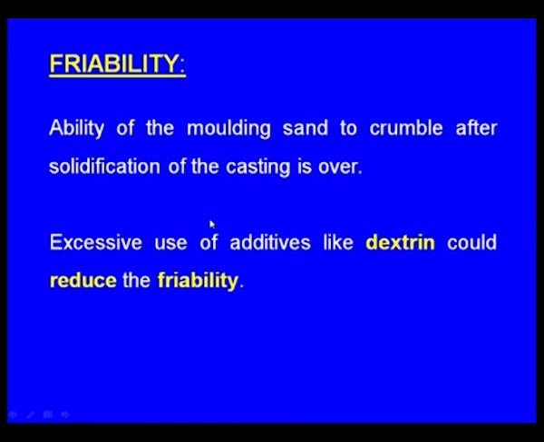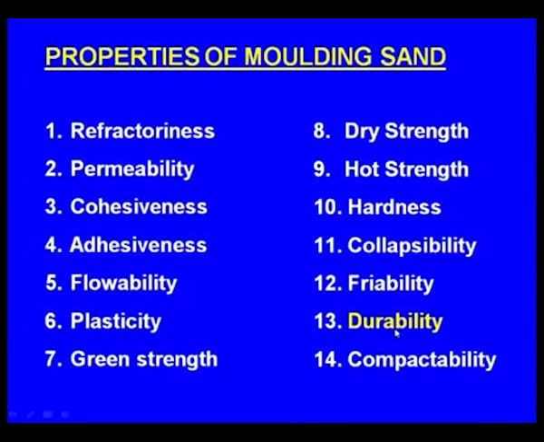Now, how to improve this property? Excessive use of additives like dextrin could reduce the friability. We have seen dextrin is one of the important additives of the moulding sand ingredients, right. So, one should not use excessive dextrin. Once this dextrin is excessively used, the property of the friability will come down. Next one, the durability.